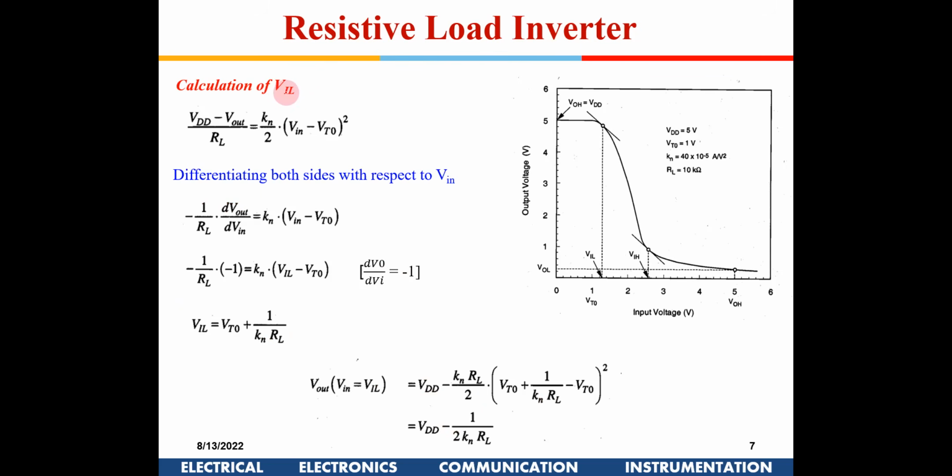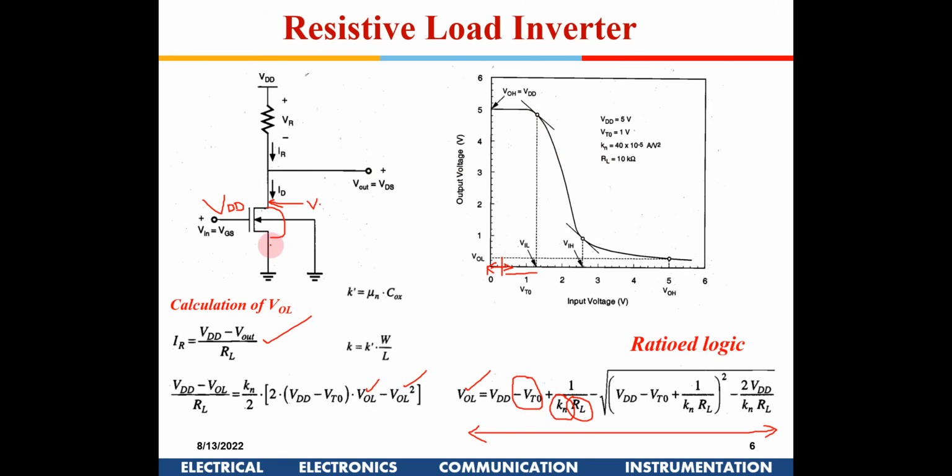Now to compute VIL, to compute the noise margin, the noise margin will be VIL minus 0. So how to compute VIL? In that case, again we have the first equation: VDD minus Vout divided by RL is the current flowing through RL, and the current flowing through the MOSFET, because now this is the region of operation. You have a very large VDS, close to VDD, so this transistor will be in saturation.